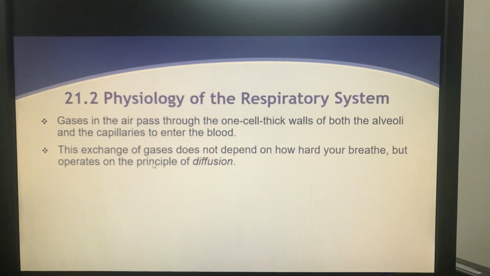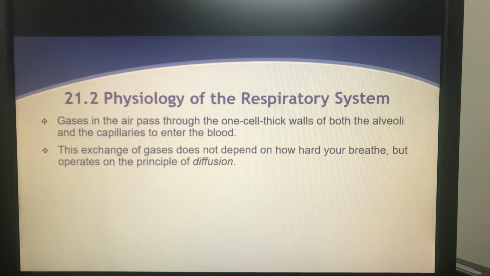All right, so physiology of the respiratory system. Gases in the air pass through one cell thick walls of both the alveoli and the capillaries to enter the blood. We've talked about capillaries before. They're so microscopic and thin that gases pass right through those. This exchange of gases does not depend on how hard you breathe, but it operates on the principles of diffusion. And what diffusion means is that it's really going to just pass through areas.